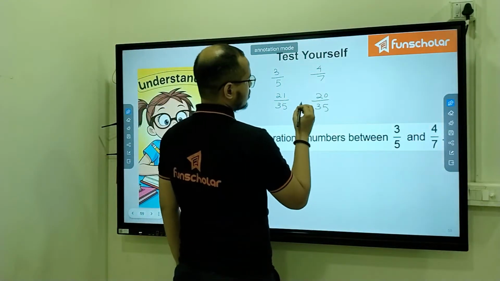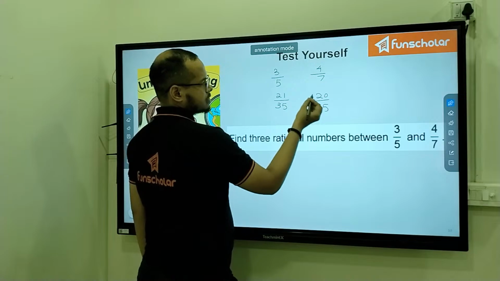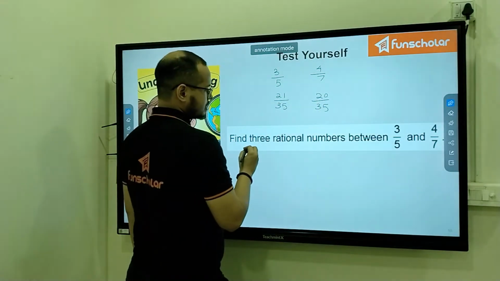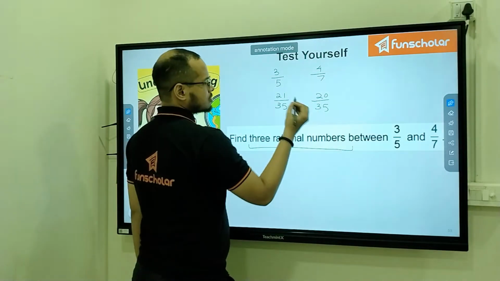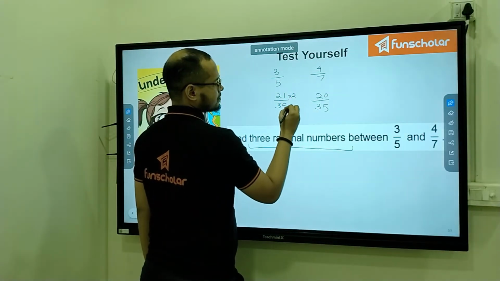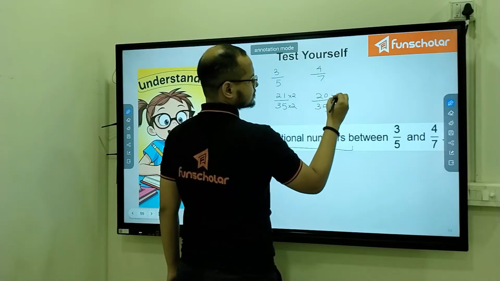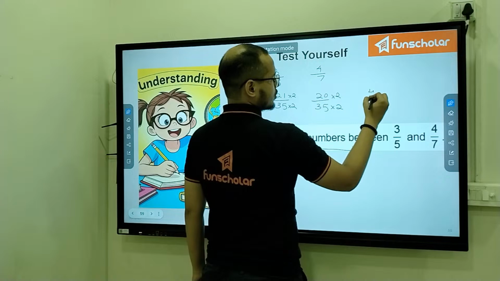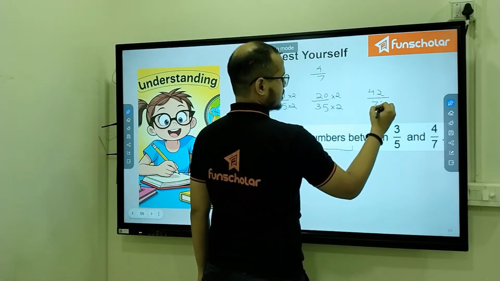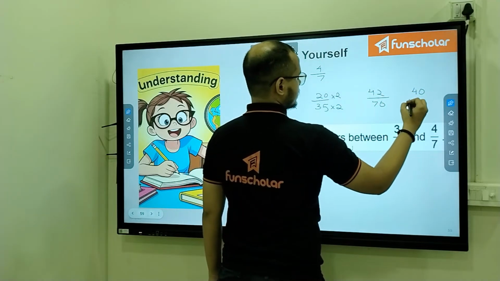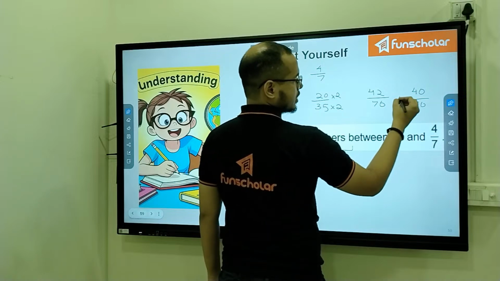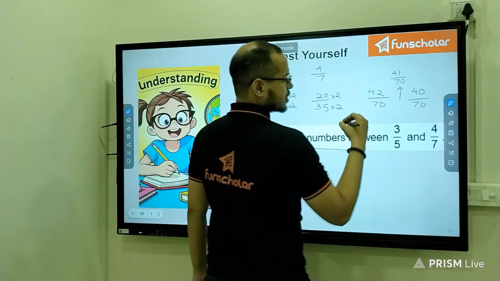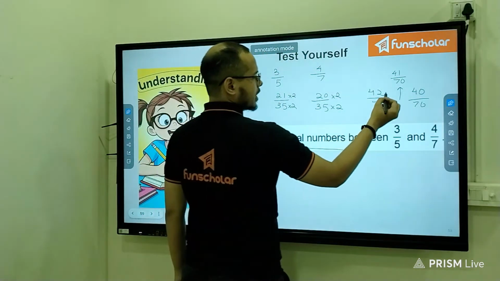Now that is exactly the next number, right? We need to find at least three rational numbers between them. So multiply both of them by 2. This number converts into 42 by 70 and 40 by 70. We are getting one rational number here, 41 by 70. So multiply these again by 2.